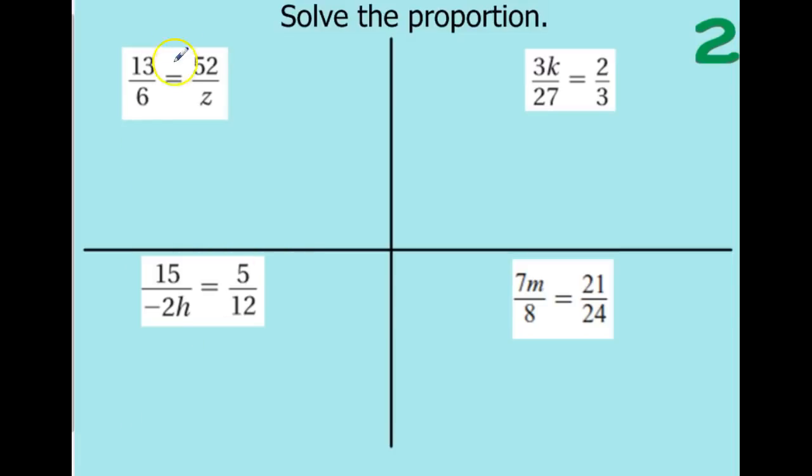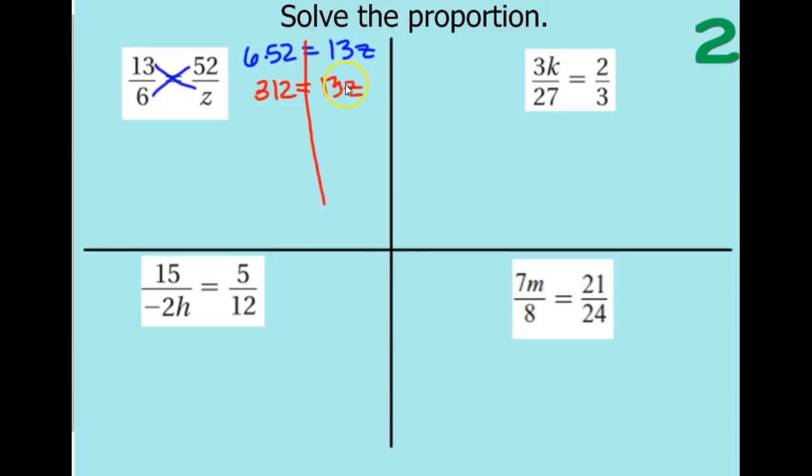Next, review solving proportions like we solved in 3.5. We are going to set this multiplied equal to this multiplied. So 6 times 52, set it equal to 13 times z, or just 13z. So in my calculator, 6 times 52 gives me 312, equal to 13z.